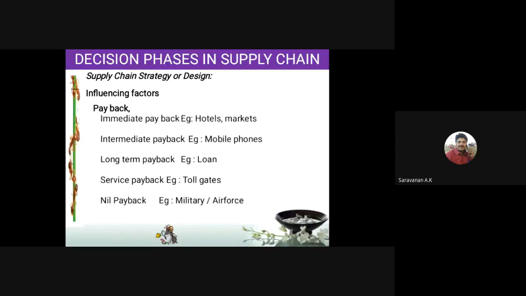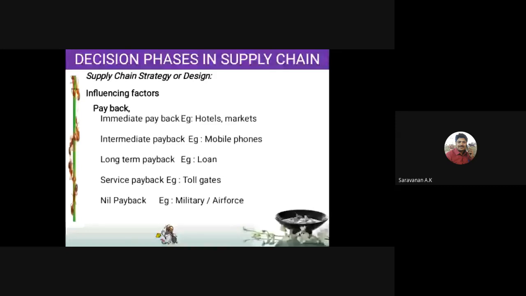Nil payback. Without any payback, they have to work. Best example: military, air force. Every year, the Indian government is buying some aircraft from Germany and missiles from some other countries. Why are they buying? Will they get any payback? Definitely not, because it is the military. Even though they have to take the decision, they have to buy the aircraft and the weapons. Then only India will be secured. So this is the decision taken based on the payback periods.